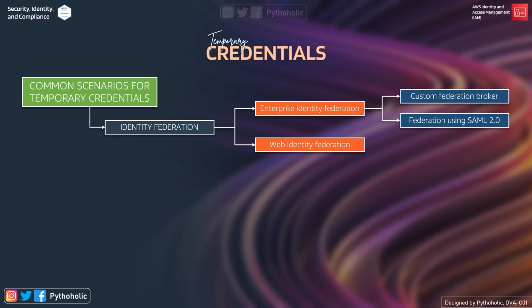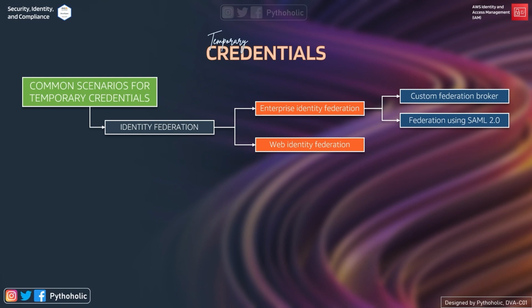And at last, we have custom federation broker and federation using SAML 2.0. Here what AWS tells us is that AWS supports identity federation with SAML 2.0. So if you're using SAML 2.0 already, AWS supports identity federation with SAML 2.0, which is an XML-based protocol that uses security tokens containing assertions that help in authentication.